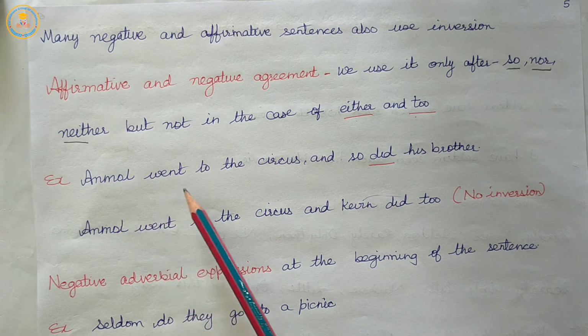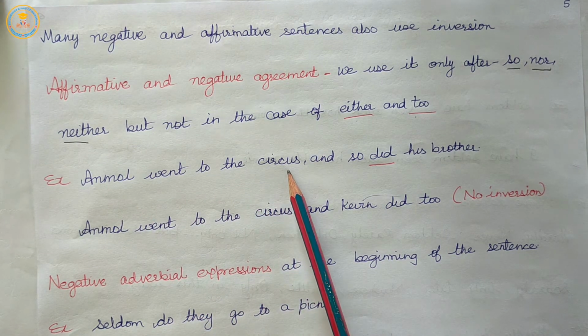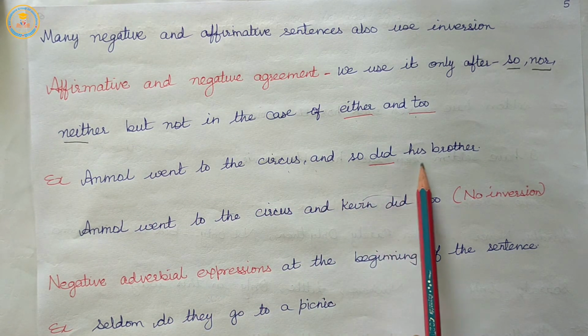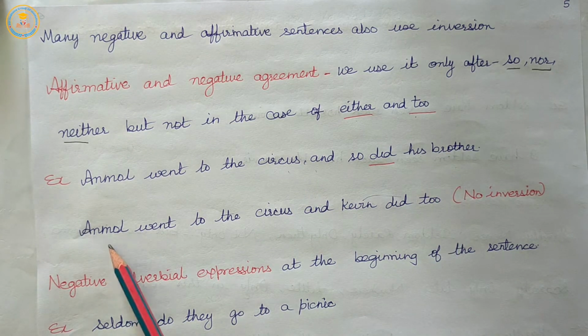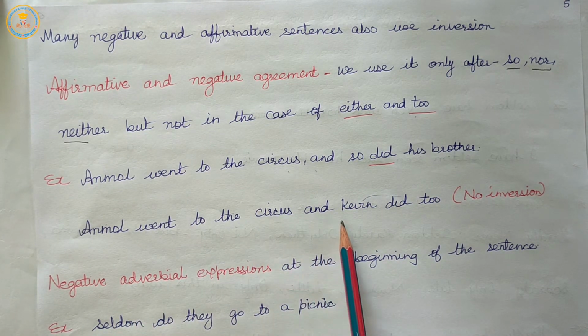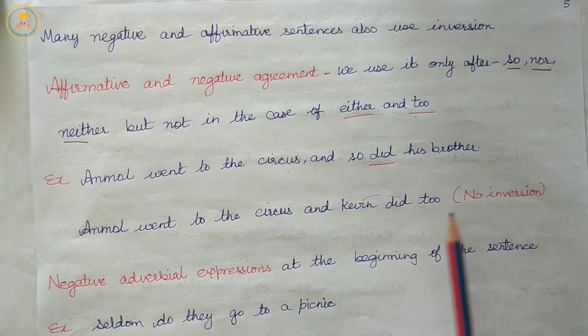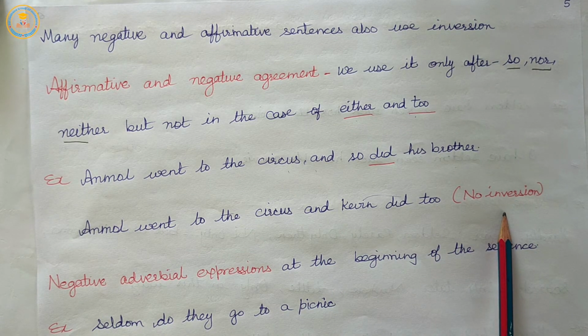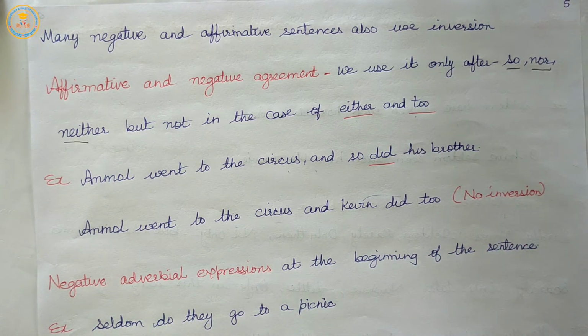Example: Anmol went to the circus and so did his brother. Anmol went to the circus and Kevin did so. So here, no inversion. Listen carefully.